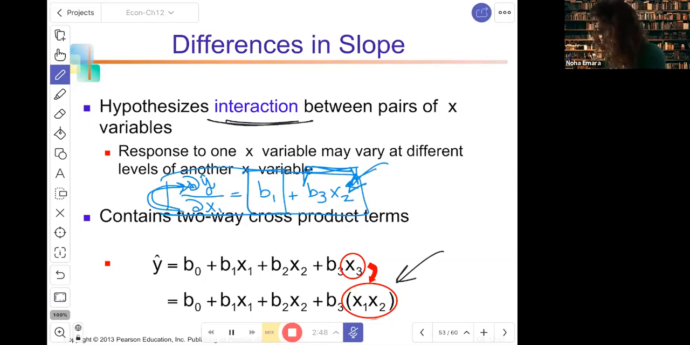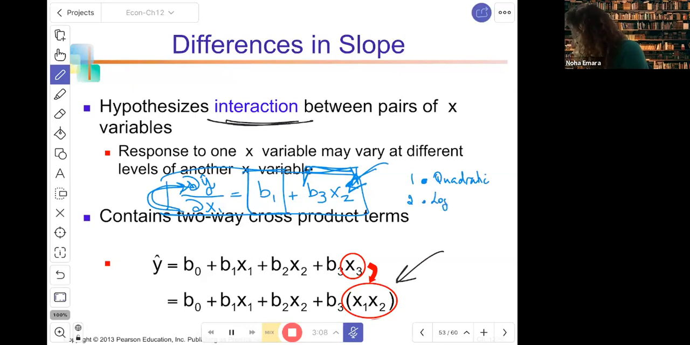So whatever we have discussed so far, we have discussed the first type of nonlinearity, the quadratic model. This was the first thing that we discussed in terms of nonlinearity, or different variations that we can have in the model. Number two, we talked about logarithmic models. Number three is the one that we were just talking about, which is the interaction model. Those are three types of nonlinearity.